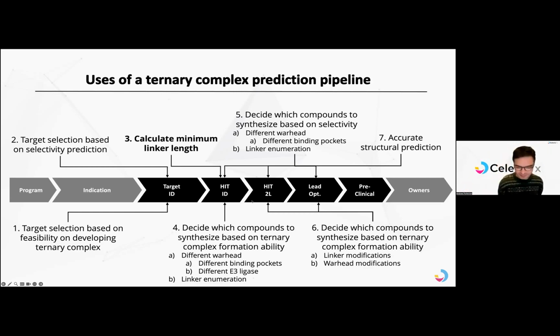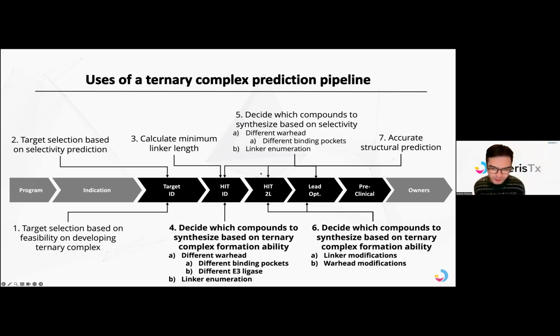Next, calculate minimum linker length. So for a given target, you can run essentially a virtual screen of different linker sizes in your ternary complex prediction pipeline, and you can plot the number of successful linker insertions against enthalpy. And essentially what we found is that you see a clear drop at a given size in the number of linker insertions and in the energy. And then you can use this essentially as a filter, which prevents you wasting time and money synthesizing compounds which are very unlikely to form a ternary complex. And as I said, you can use it in filtering both your designs or your linker generation tool.